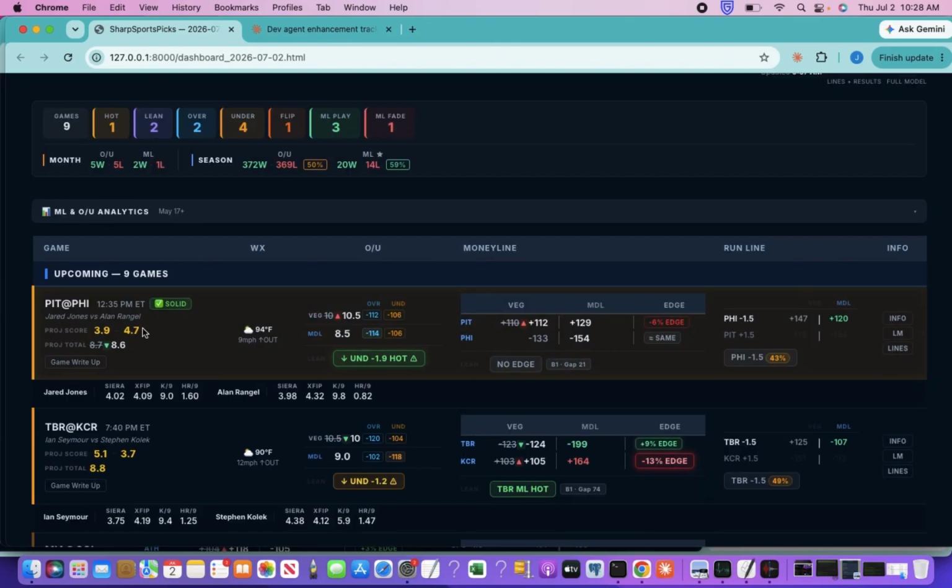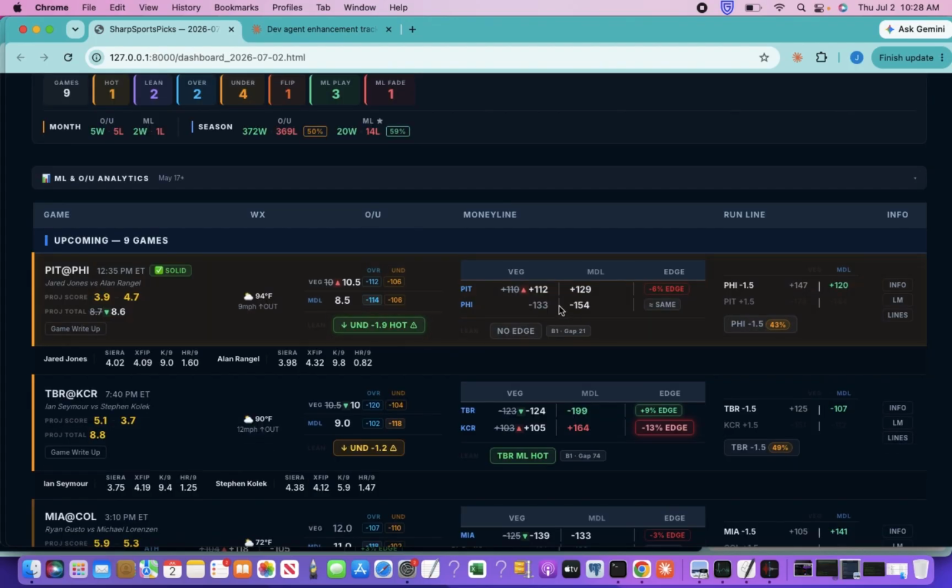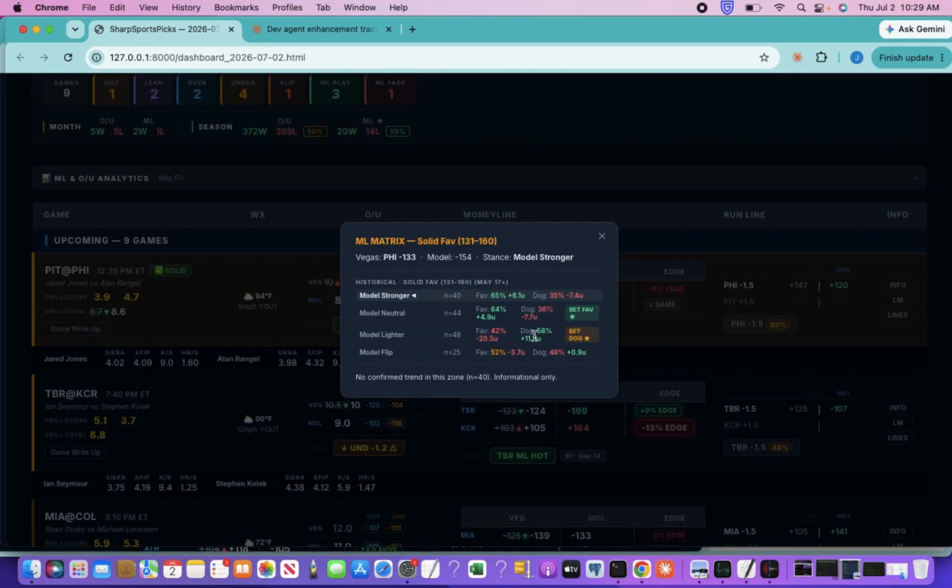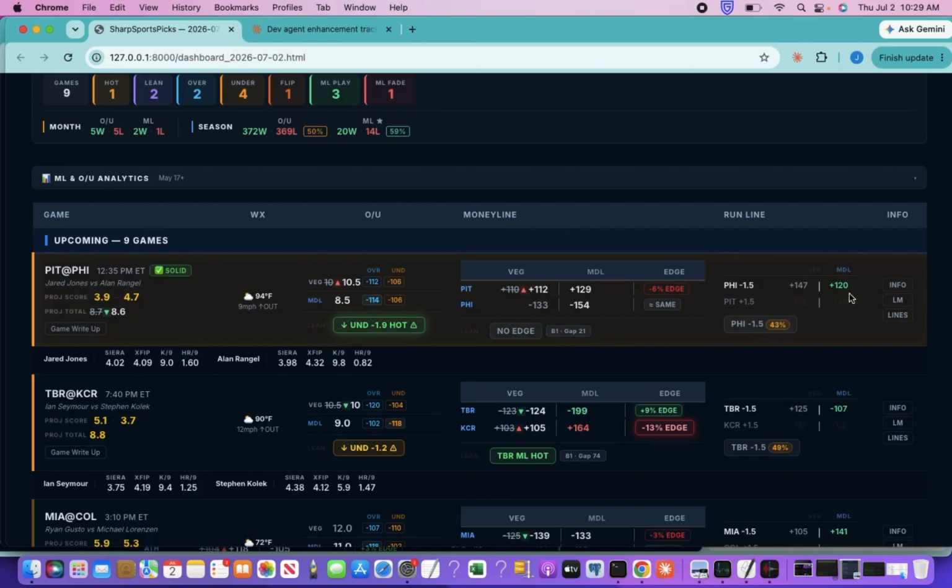I'm trying to build a full-on system where you can do your own research, but also see where the model actually finds edges. So right here, based off this, I'd be like, okay, looks like we're leaning Philly. Let's see what the history says. So in 40 games where this situation's happened, we're up 6 units.